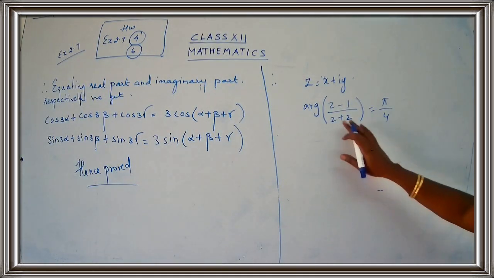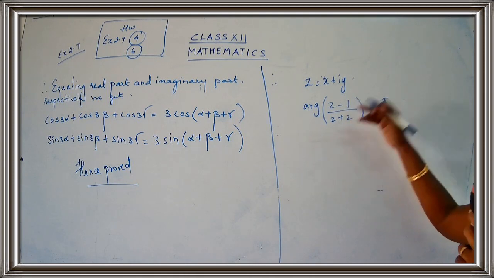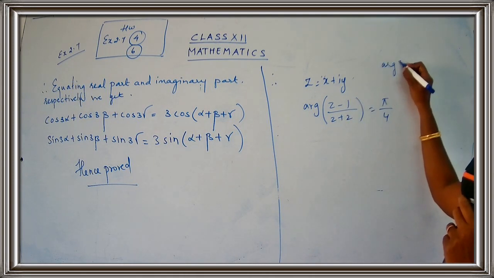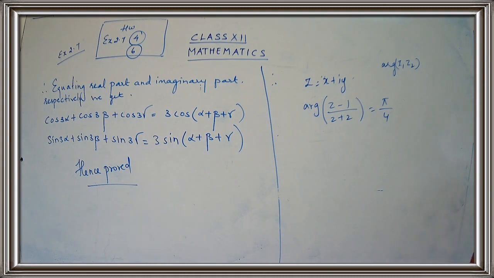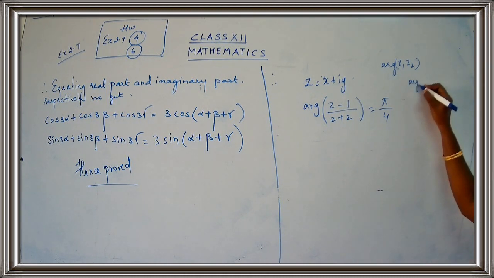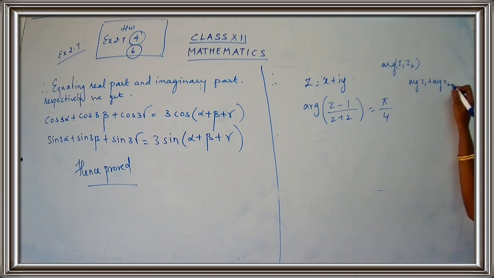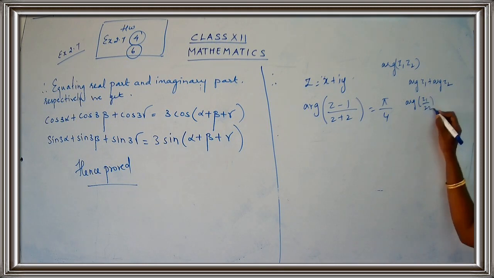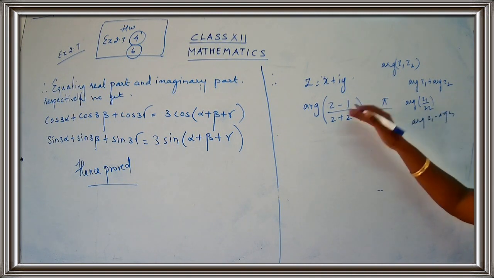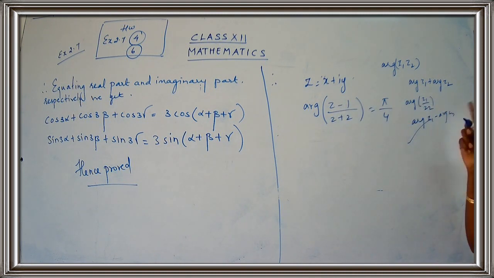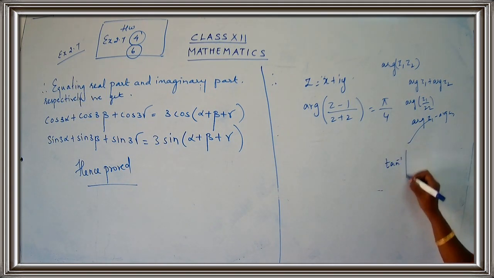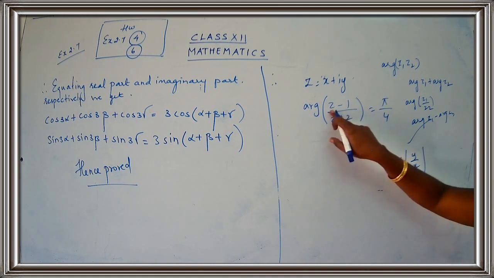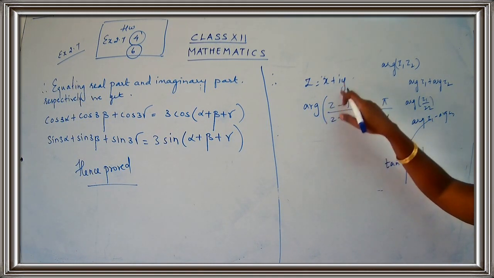So, first of all, you're going to apply the property of argument. You have seen the property for argument z1, z2. What is the property for argument z1 into z2? Argument of z1 plus argument of z2. Okay, children? Similarly, we have a property for argument of z1 upon z2. What is it? Argument of z1 minus argument of z2. So you have to apply the property first. After applying the property, you are going to apply the formula. What is the formula? Tan inverse mod of y by x. So you will substitute the value for z here.